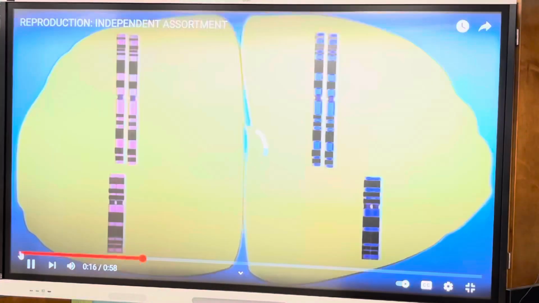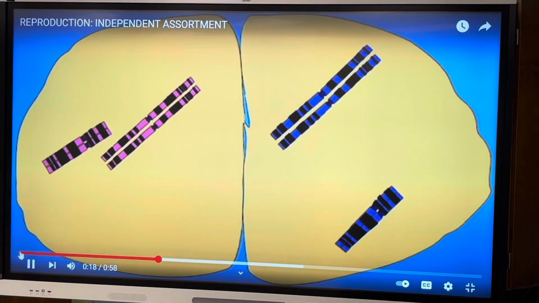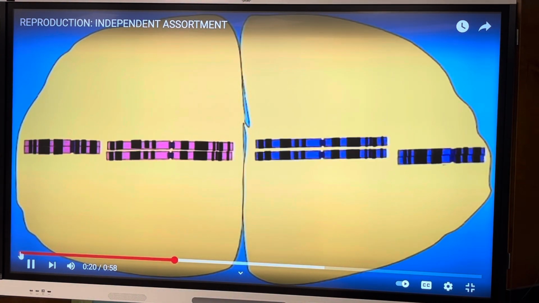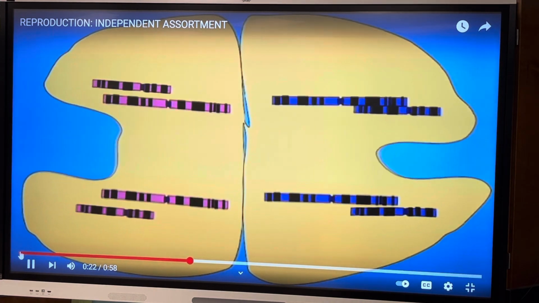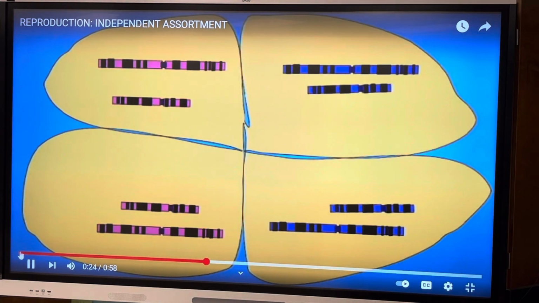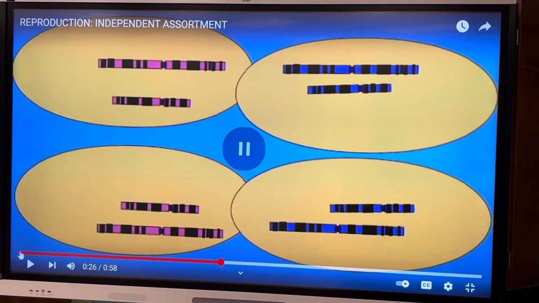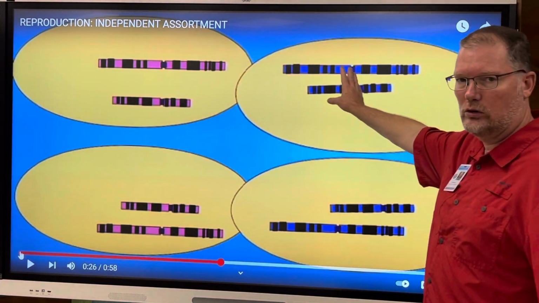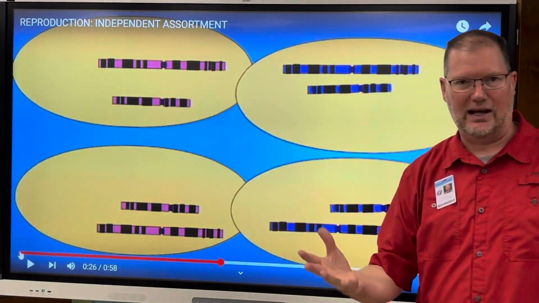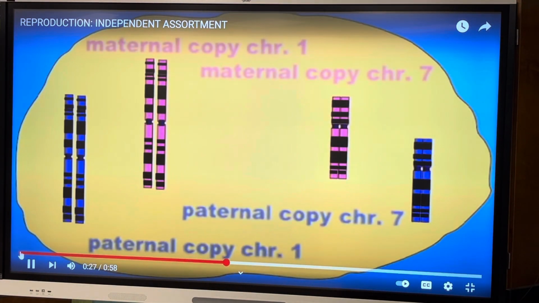Some of our gametes may, for example, have both maternal copies of chromosome 1 and 7, and others possess the paternal copies of chromosomes 1 and 7. So the paternal is the blue, and the maternal is the red, right? We got that? Okay. But this is not the only possible pattern.